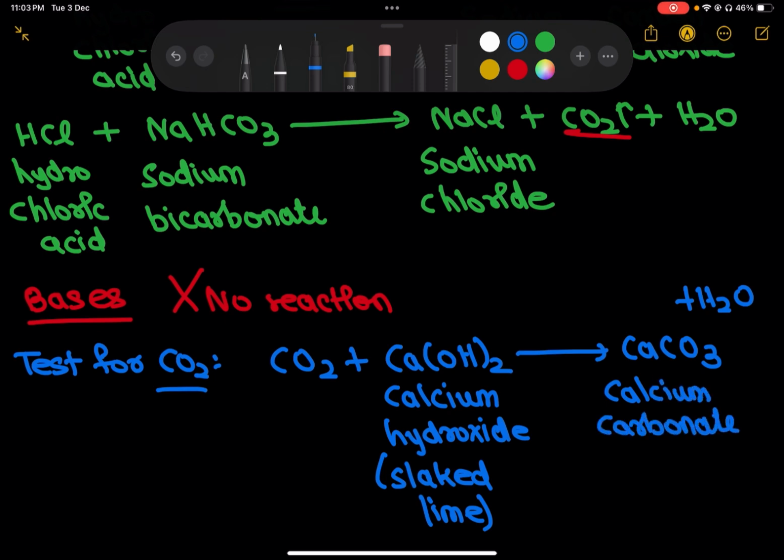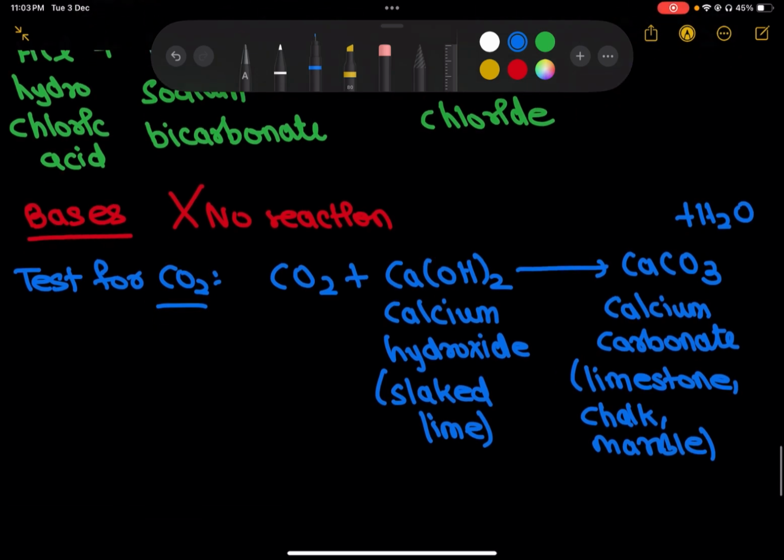Calcium carbonate, also commonly known as limestone, chalk, marble, etc. All these things are basically calcium carbonate itself. You know that it is white in color, right? So here, when CO2 is passed through Ca(OH)2, a white precipitate is obtained. Understood? In this way, we can understand that CO2 has been produced.